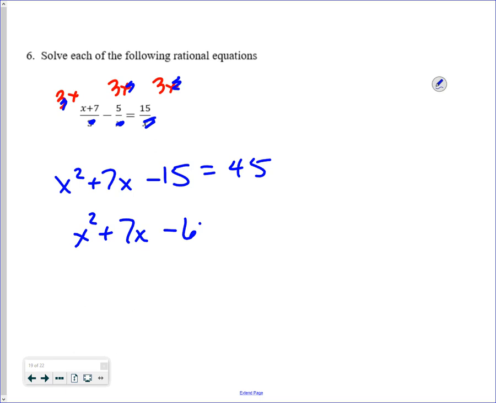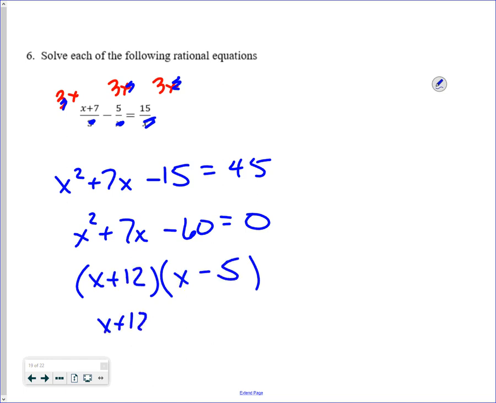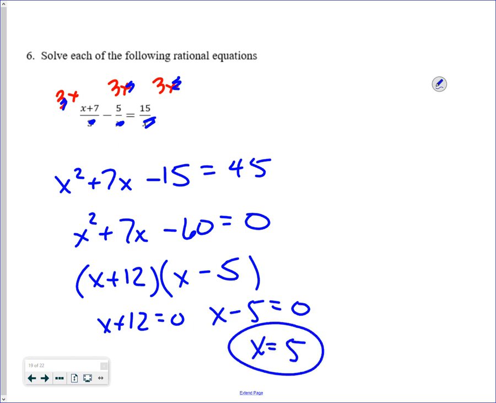Getting all the terms on the same side so that it equals 0. This again is factorable. X plus 12 and x minus 5. Setting the parentheses equal to 0, I get x to equal 5 and x to equal negative 12.